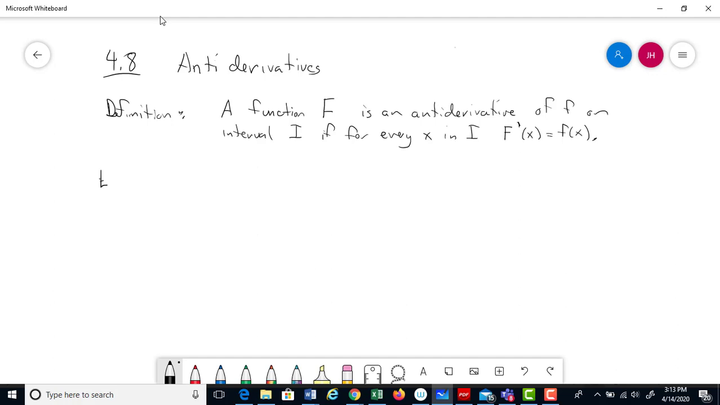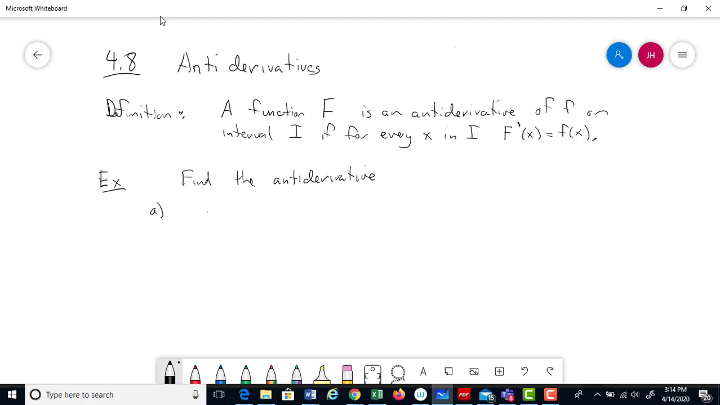So, example. We're kind of working backwards. Instead of taking the derivative, we're going to say, well, this is the derivative of something. Find what that function was. So, example: find the antiderivative, and we're going to start small.